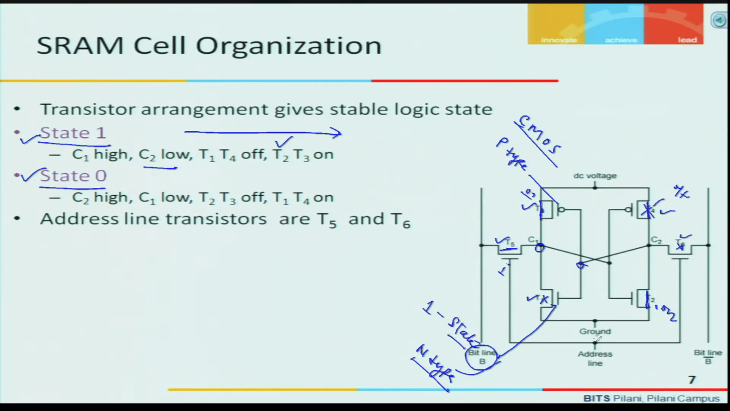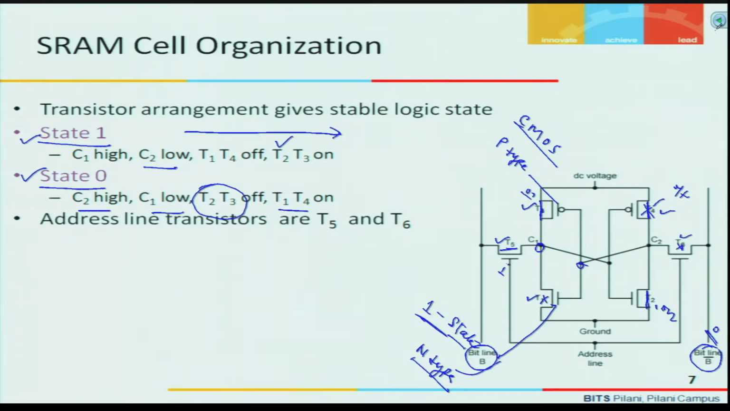And here, if the address line is active, then this 1 can be read or written as per the operation. For 0, the conditions will be reversed: C2 is high and C1 is low, transistors T2 and T3 will be off, and T1 and T4 are on. In that case, this B bar means a 0 will be read from here, read or write. So, this is the simple construction of an SRAM cell, and one cell can store 1 bit of information.